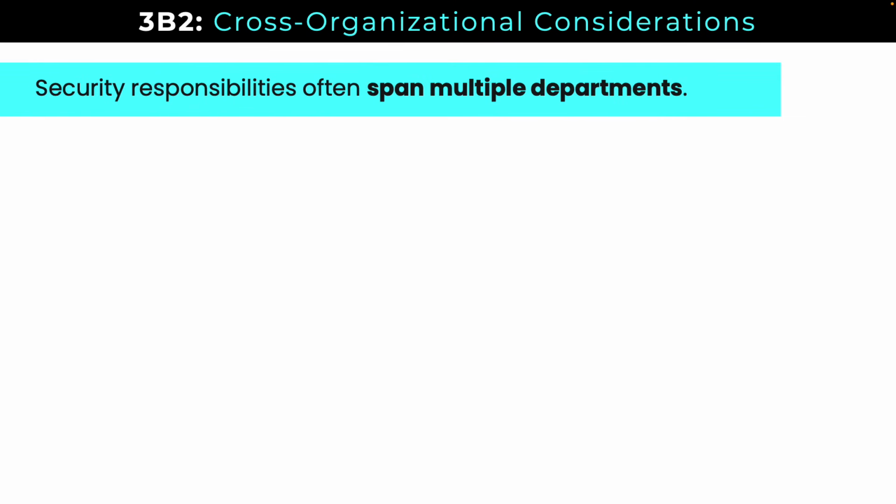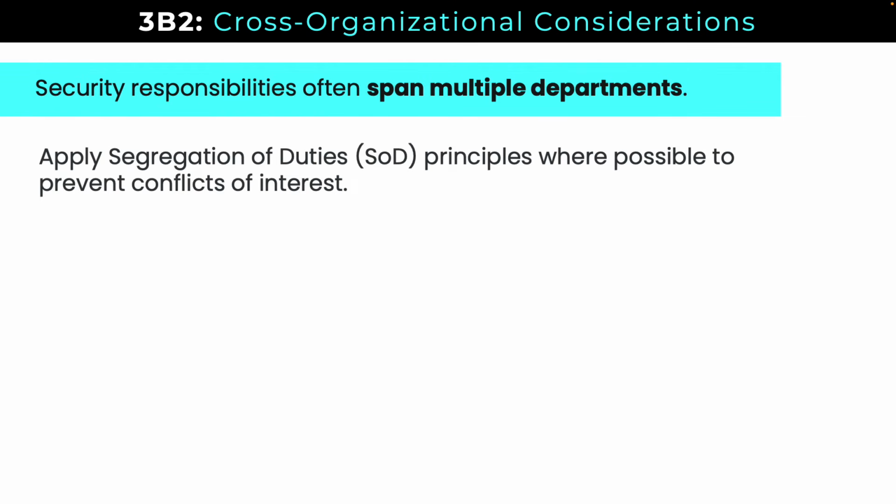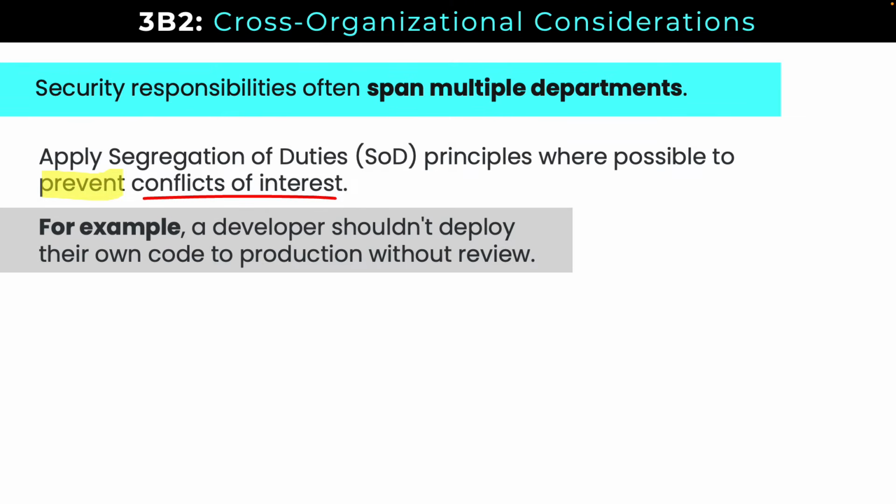We want to apply segregation of duties principles wherever we can to prevent conflicts of interest. For example, we wouldn't want a developer deploying their own code to production without someone else reviewing it first, potentially having another person responsible for the approval before it goes to production, such as the business process owner, for example.